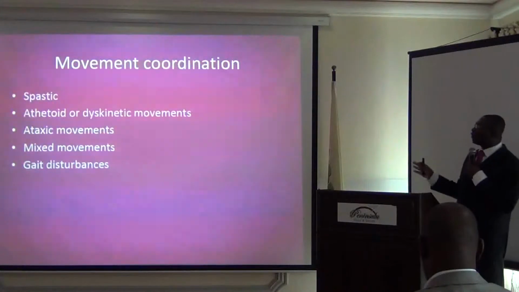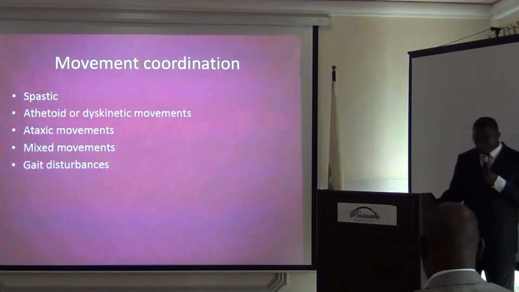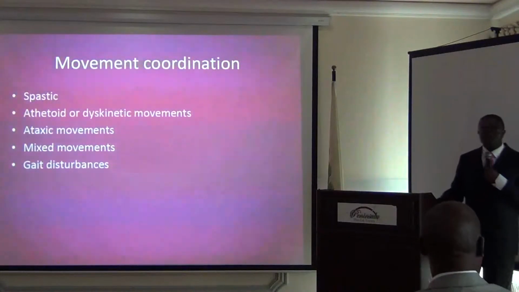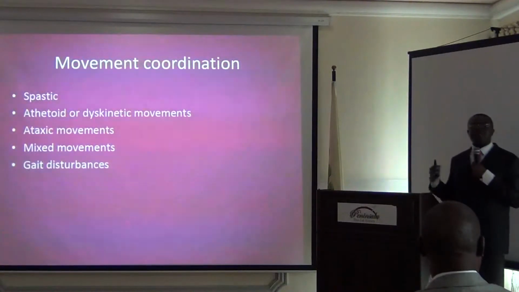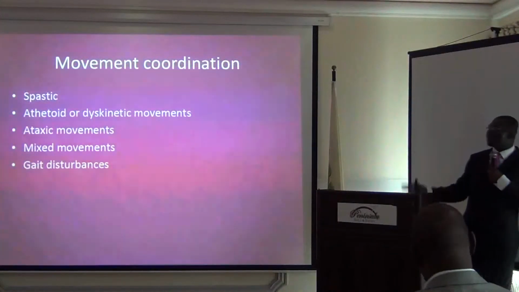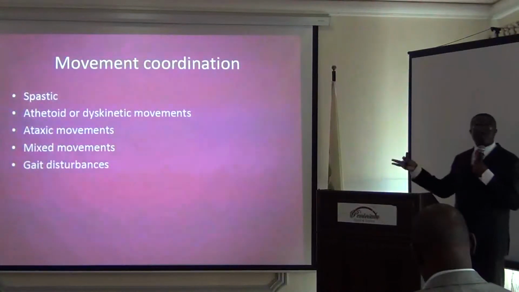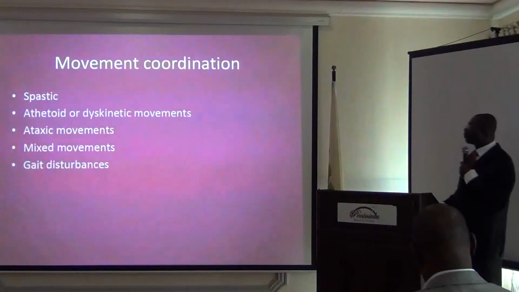And then movement coordination, we have that spastic movement. So for you to walk, you need to extend and flex your limbs. So if you're not able to do that, then the movement becomes abnormal. So somebody can walk with a stiff leg without being able to flex it. And that's the spastic gait. And that's the most common type of gait abnormality that we have in cerebral palsy.